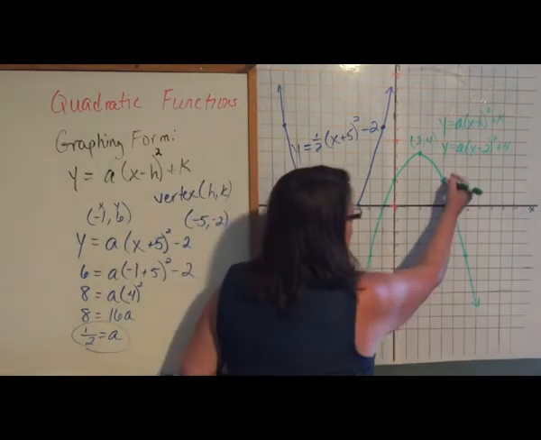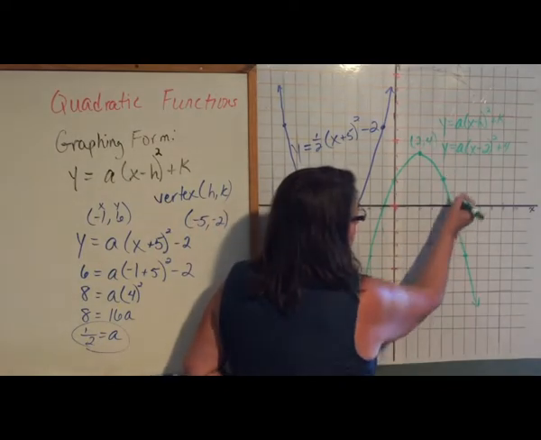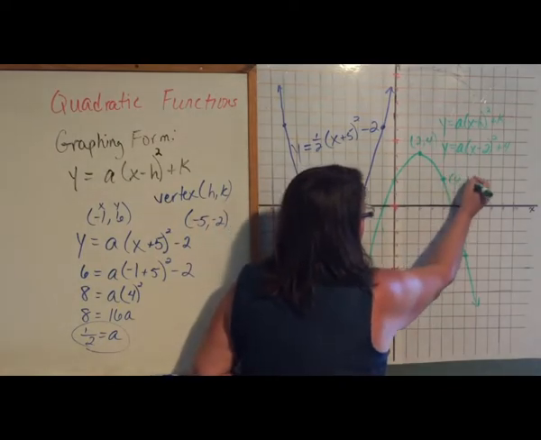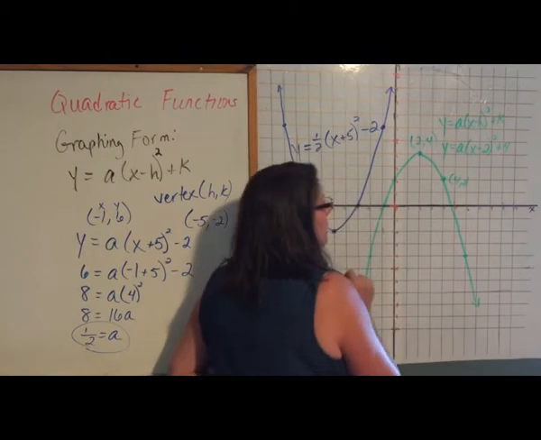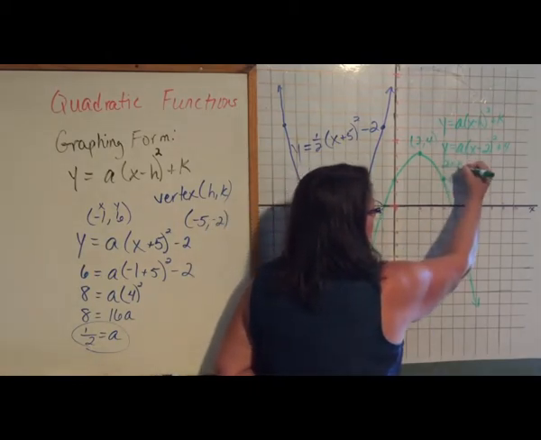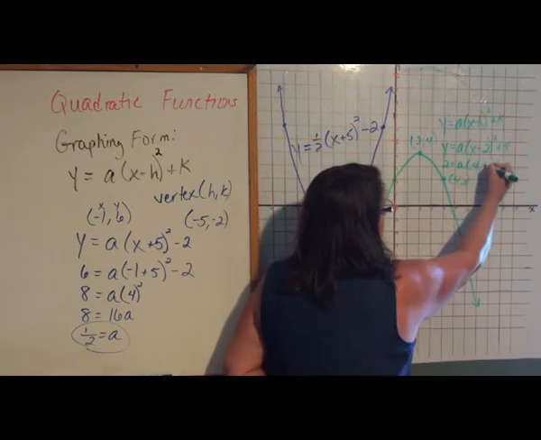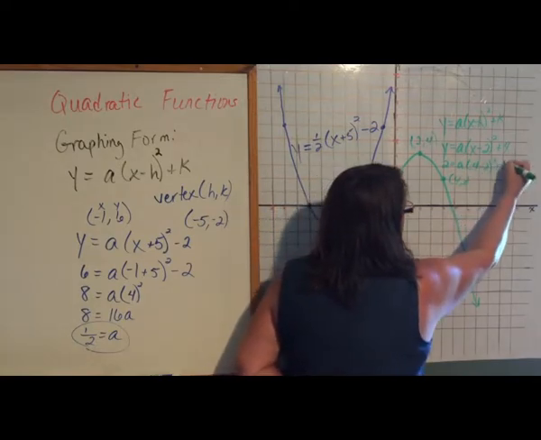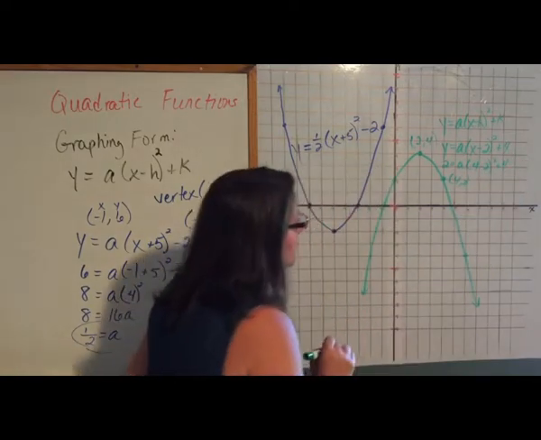So I'll just use this one right here. That point is 4, 2. So if I plug 4, 2 in for x and y, I would have 2 equals A times 4 minus 2 squared plus 4.